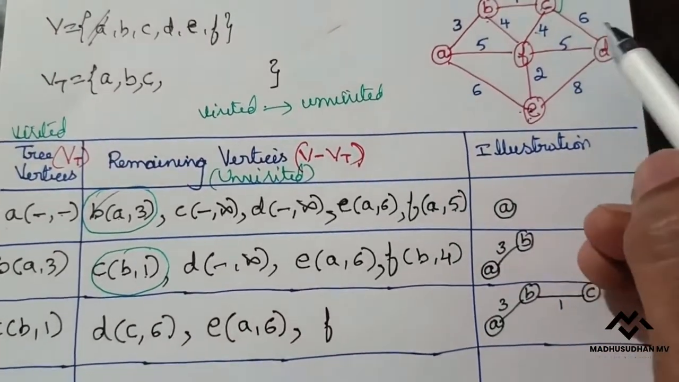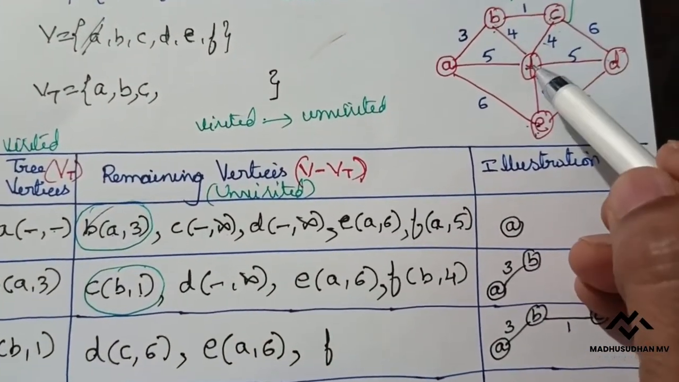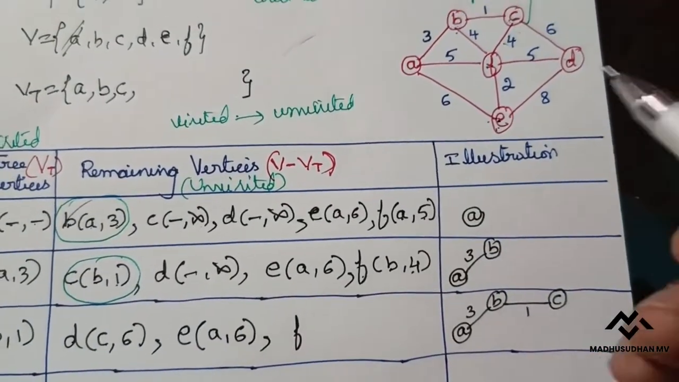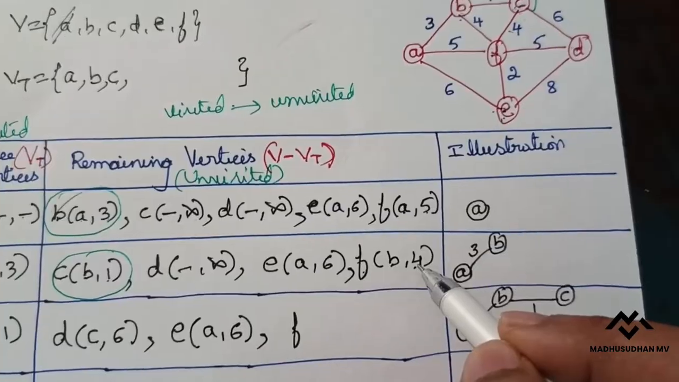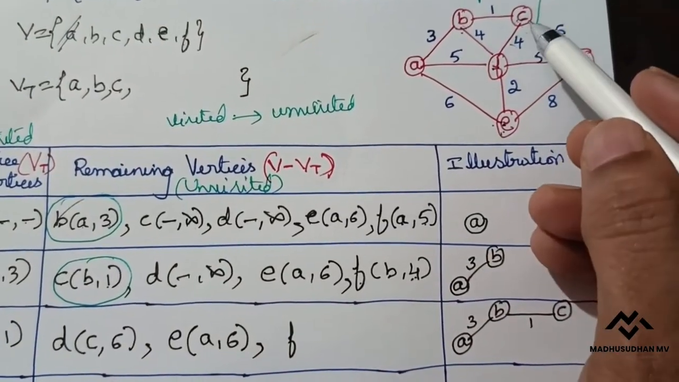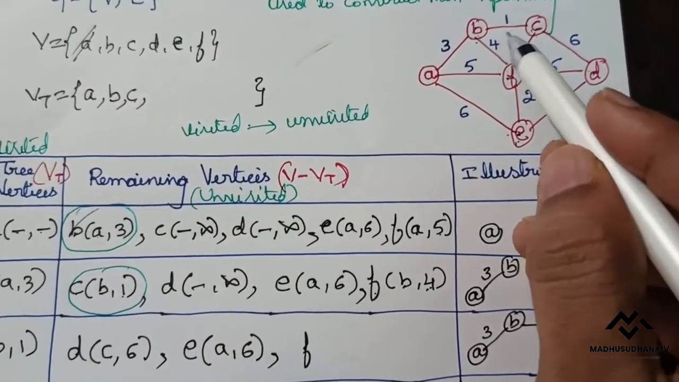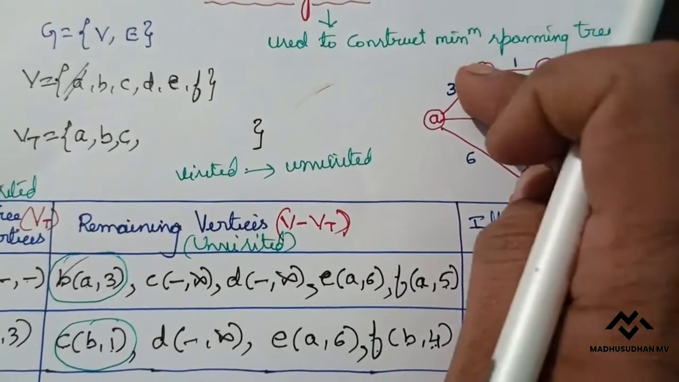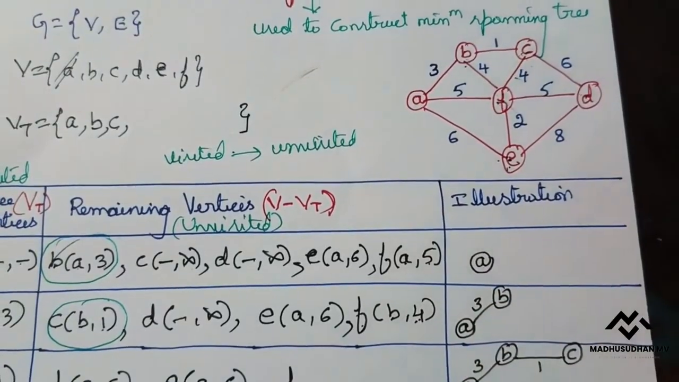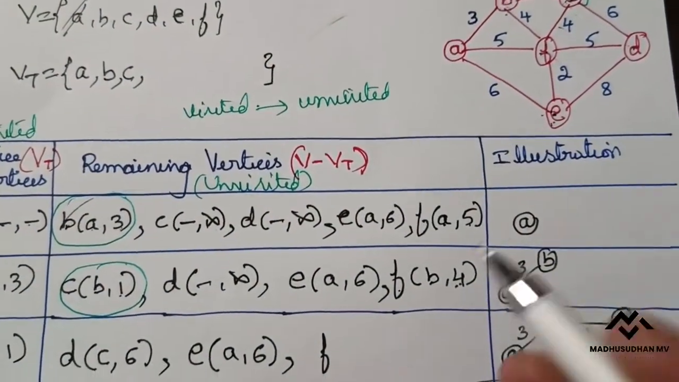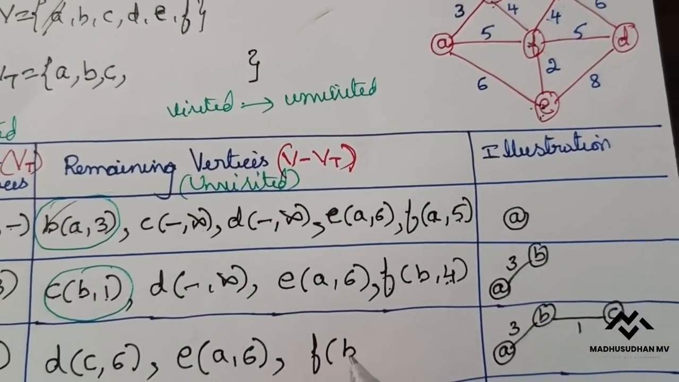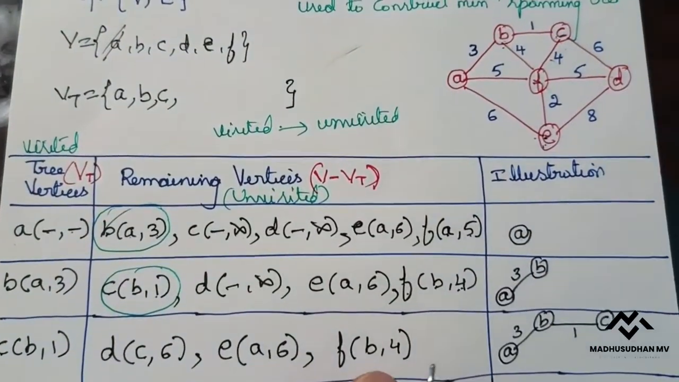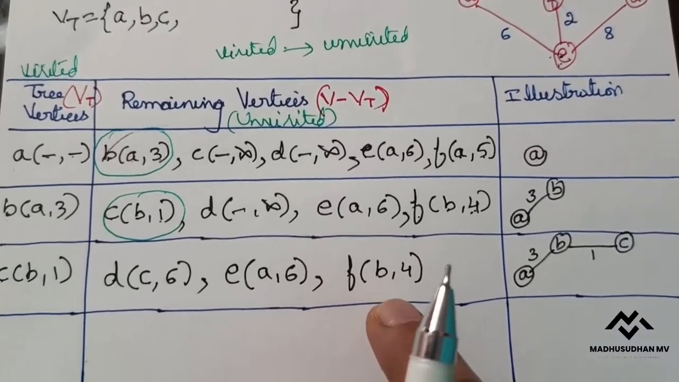F, see from C, F is a distance 4. Previously also F is 4. Whether you reach F from B, it is 4, from C also 4. Both are the same, no difference. Either you retain the previous or you write the new one. So I am retaining the previous only. You can update the new value also, C comma 4, that is also right for this problem.